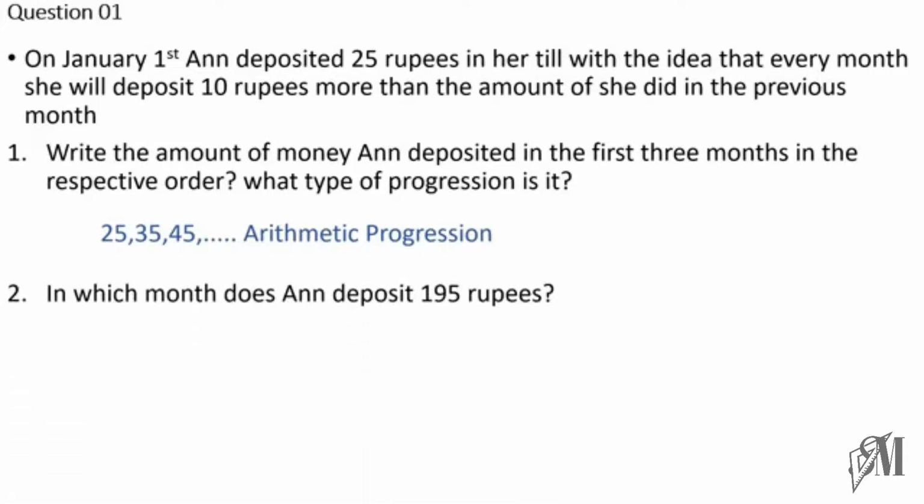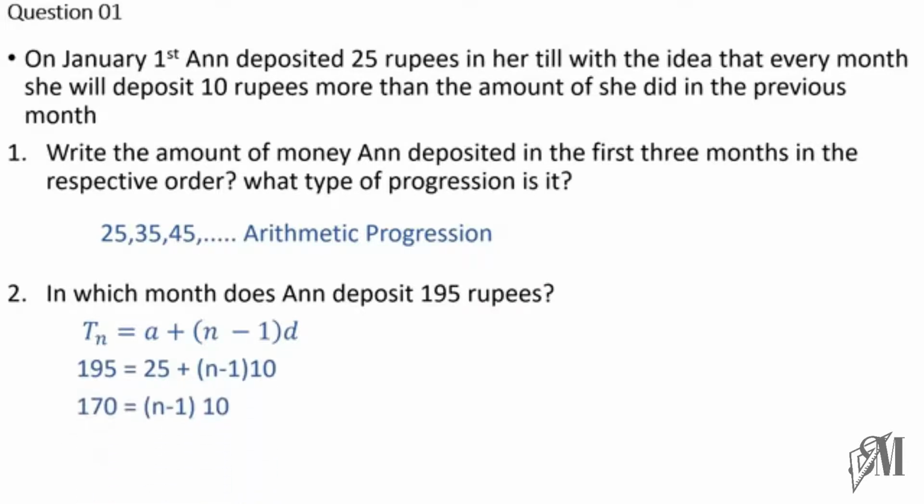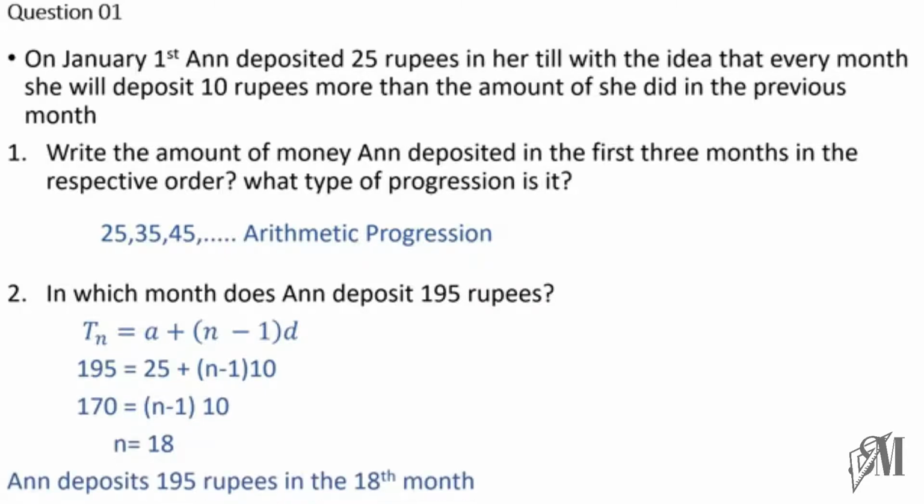The second part of the question is, in which month does Anne deposit 195 rupees? So we have to find the month in which she has deposited 195 rupees. For this, we use the equation of the term of an arithmetic progression. We know the term is 195, the first term is 25 and the common difference is 10. So we substitute the values like this and find the value of n. If you do the substitution, you will see n is equal to 18. So you can say Anne deposits 195 rupees in the 18th month.